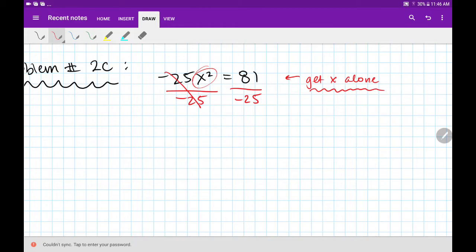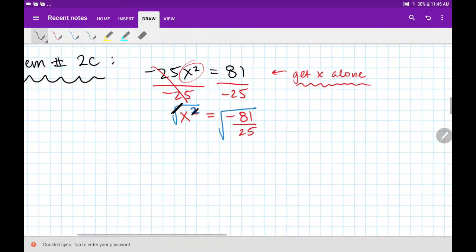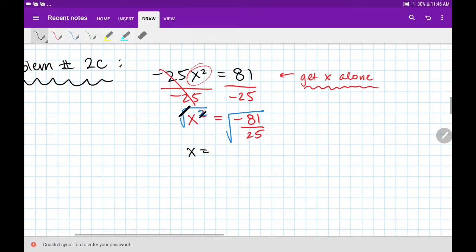If I divide both sides by negative 25, I'm left with x squared equals, that's really negative 81 over 25. Okay, I still need to get x by itself. Right now I have x squared. So in order to undo this power of 2, I need to take the square root on both sides. Taking the square root undoes my power of 2. So I'm left with x equals.